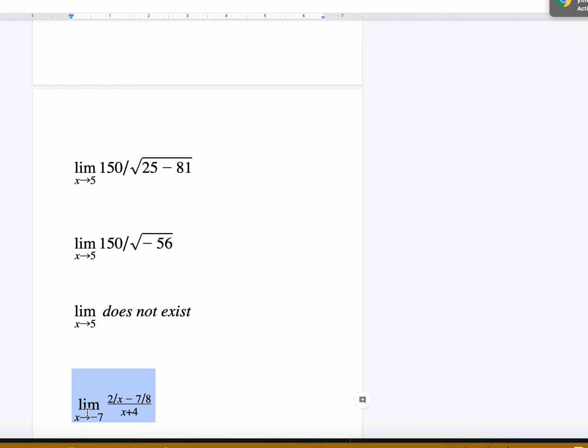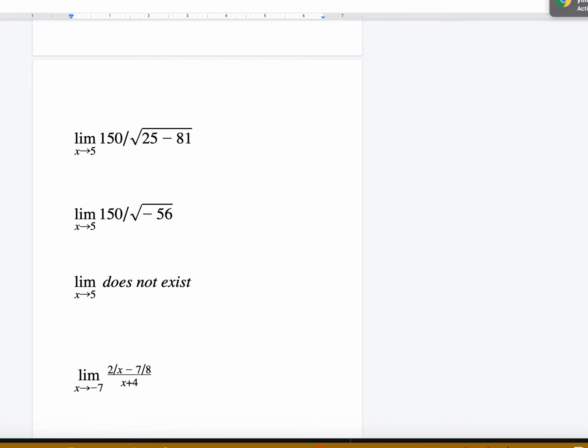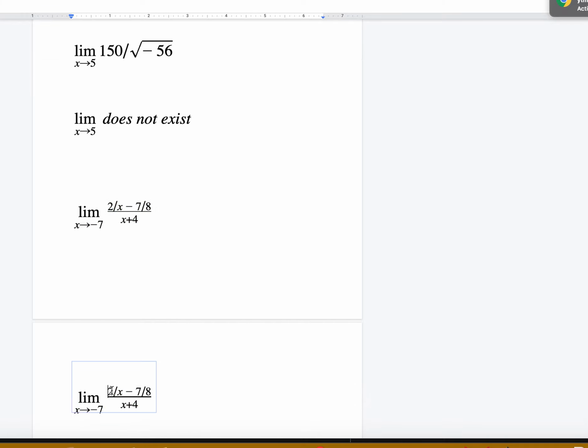Once again, the first step, take the derivative of both equations. Now, the derivative of a number over x is negative that number over x squared. And the derivative of negative 7 over 8 is 0. So the derivative here is negative 2 over x squared.